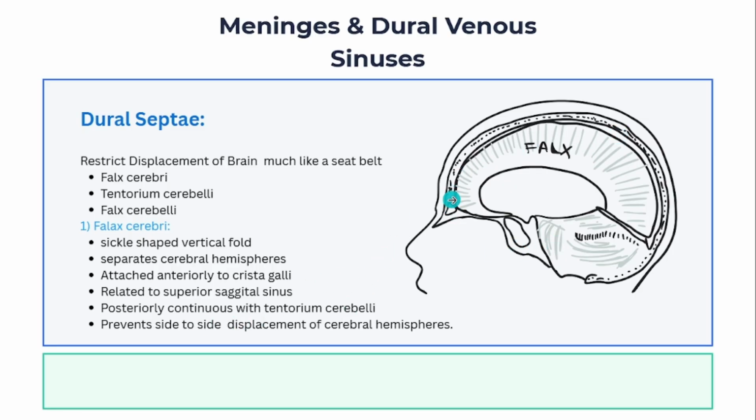Now anteriorly it's attached to the crista galli, and superiorly it's related to the superior sagittal sinus. We will discuss it later. The dural venous sinus known as the superior sagittal sinus is over it, and below it is the inferior sagittal sinus, and posteriorly it becomes continuous with the tentorium cerebelli. This horizontal fold is the tentorium cerebelli.